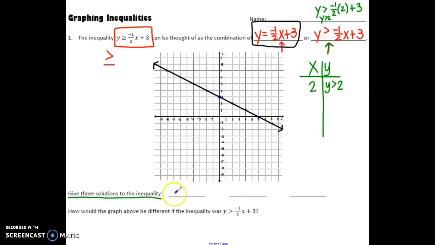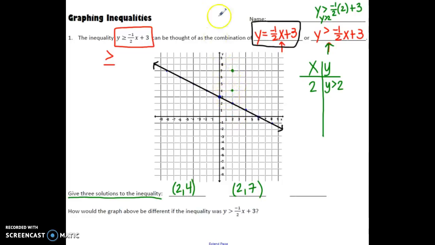So for instance, I could say the point (2, 4), because a y bigger than 2 is 4. Or the point (2, 7). I couldn't say the point (2, 1) because 1 isn't bigger than 2. So picture where those points are. We have (2, 4) would be here, (2, 7) would be here.